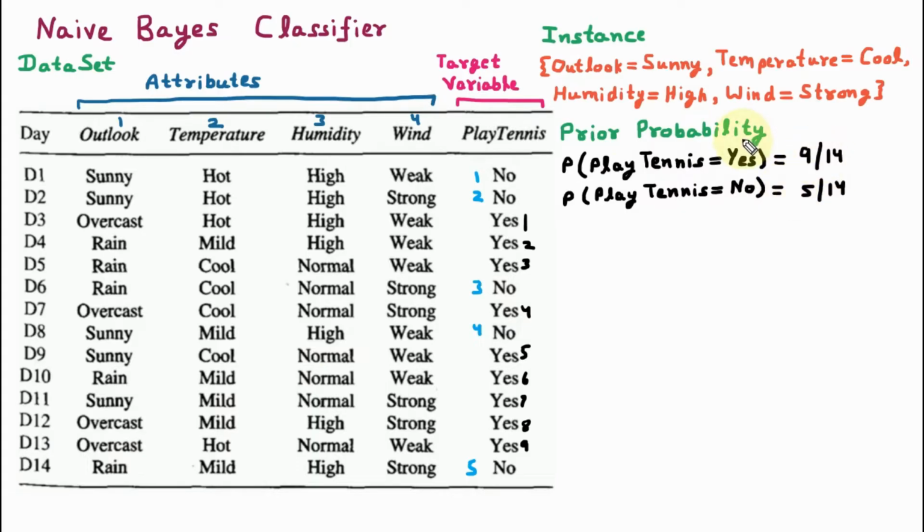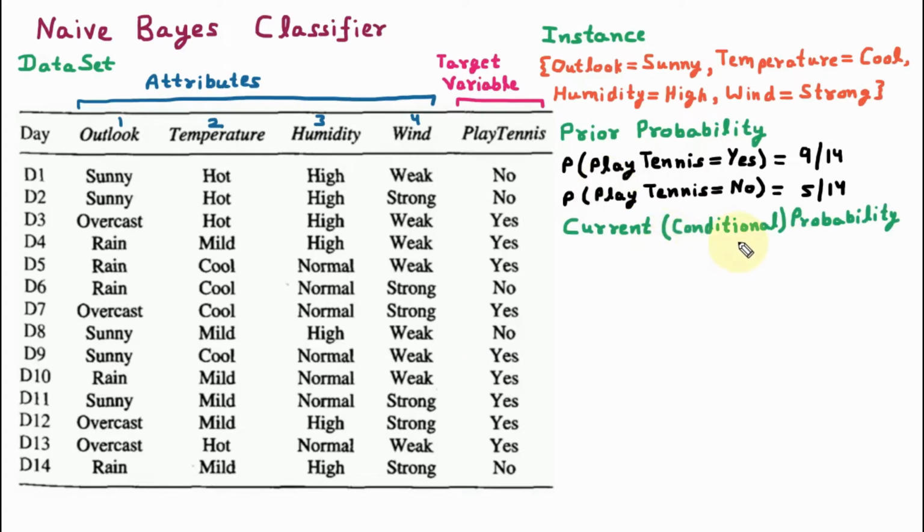Now we are calculating the likelihood probability. It is also called the conditional probability. Now we are going to find out the likelihood or conditional probability of each attribute. The first attribute is outlook, and it can be sunny, overcast and rain. And the outcome of playing tennis can be yes and no. So here we are going to find out the probability.